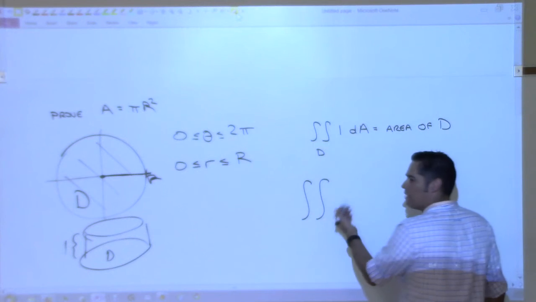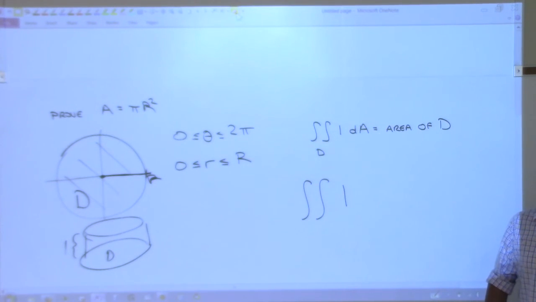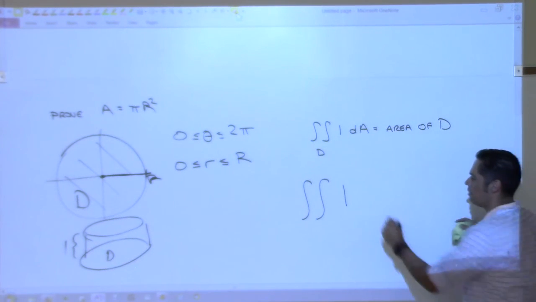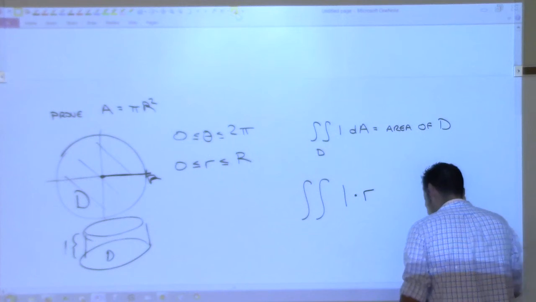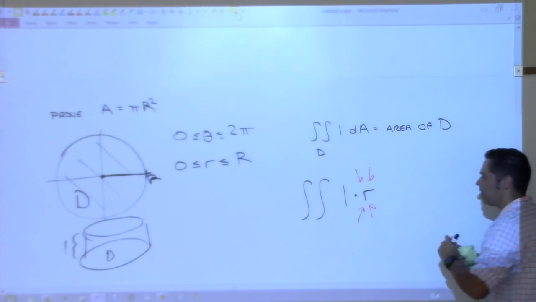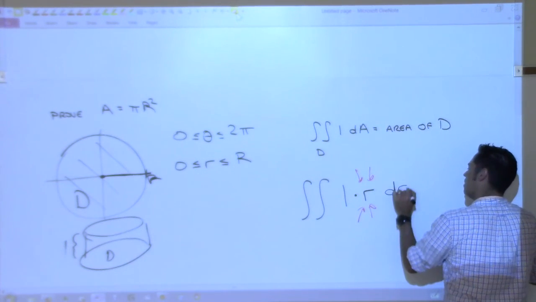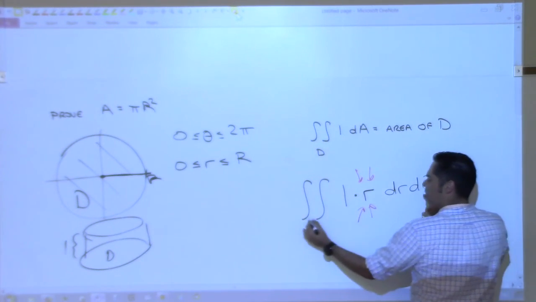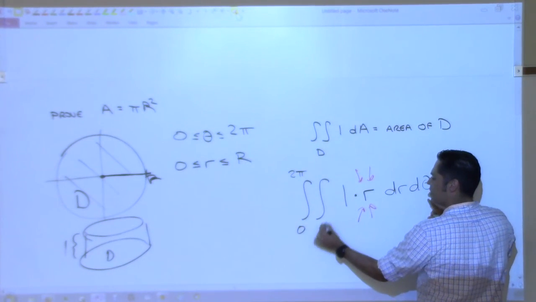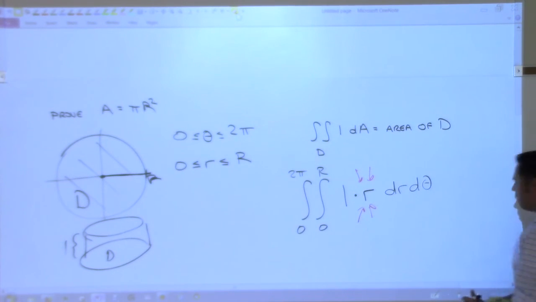Okay, now, check this out. Double integral, I'm integrating what function? 1, right? But I'm going to polar from Cartesian. So what does dA become in polar? r, right? And it doesn't matter, dr d theta or d theta dr, doesn't matter. I'll do dr d theta this time. And that means theta's on the outside, 0 to 2 pi. And then here, 0 to capital R, right? You ready? Let's do the inner integral.